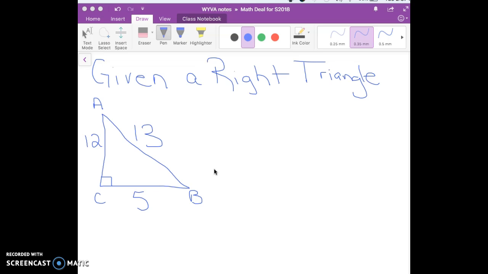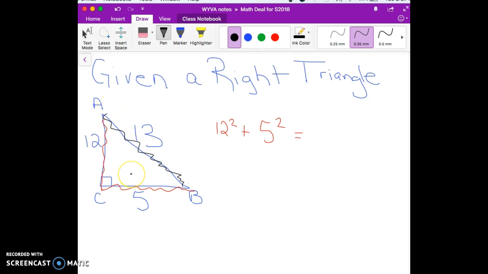What is a right triangle? Well, a right triangle happens when we have a side squared, so I can put 12 squared, plus another side squared, 5 squared, and that equals what's called the hypotenuse. Oh, big fancy word. It's the longest side, my 13 squared.